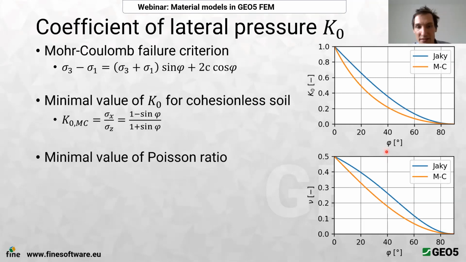And sometimes the same applies if you run the K naught procedure and you let the software compute the K naught from the Poisson ratio. So this means the same. You should not have a lower Poisson ratio than this value when you have this Mohr-Coulomb internal friction angle, because again you would end up out of the elastic domain in the second stage.